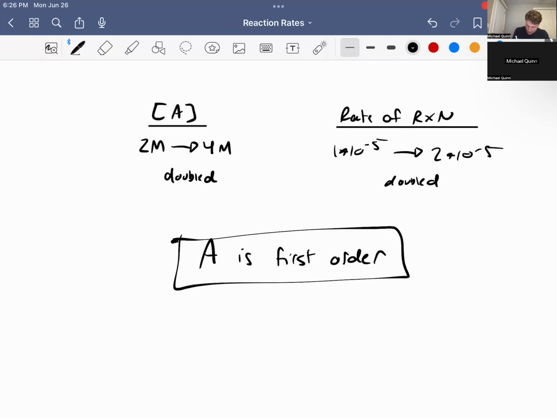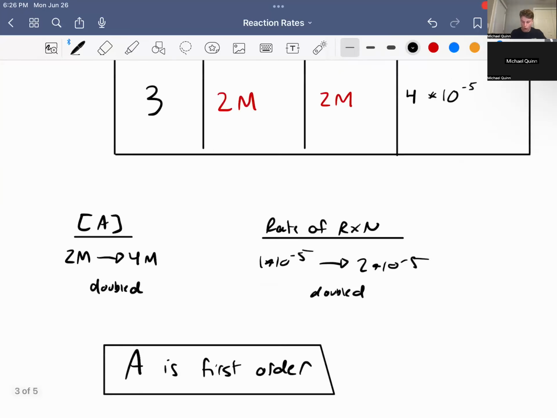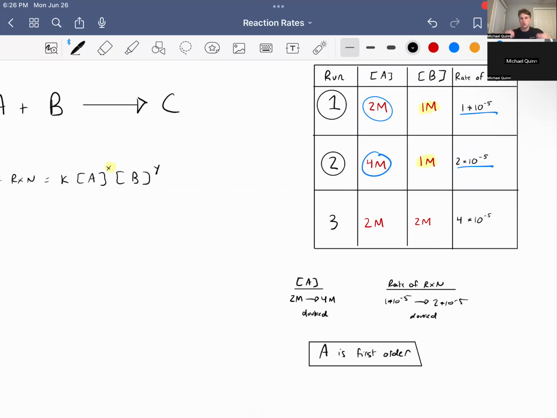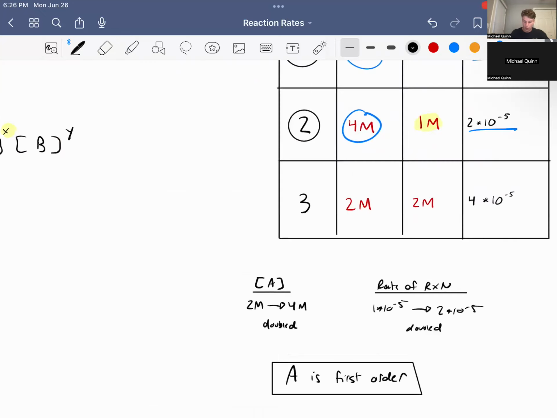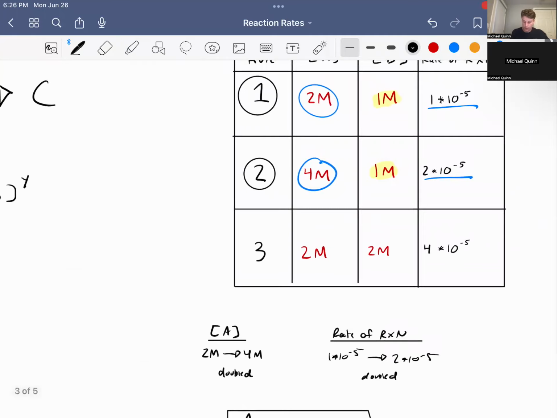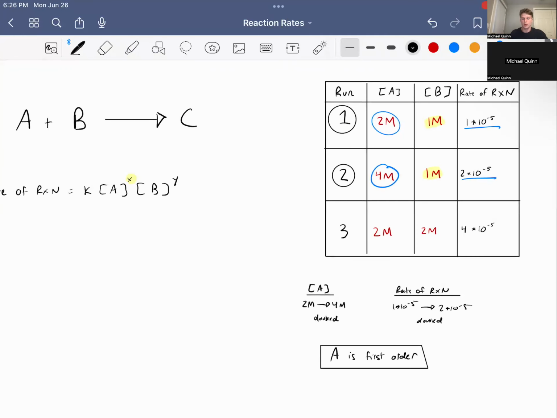When you say that a reactant is first order, what you are saying is however you change the concentration of that reactant, the same change will be made to the rate of the reaction. So we doubled A, so the rate doubled. If we were to triple A, the rate would have tripled. Quadrupled A, the rate would have quadrupled. And if we halved A, the rate would have halved. So it is like a 1-to-1 ratio of change between changing the concentration and changing the rate. That is a first order reactant.